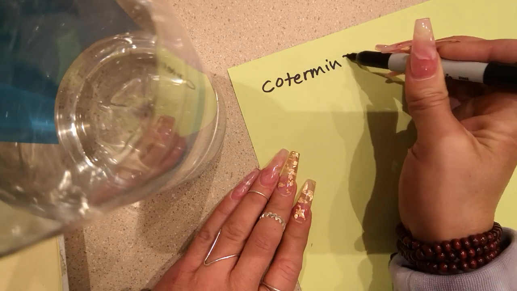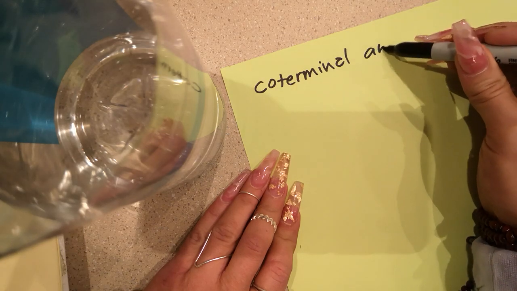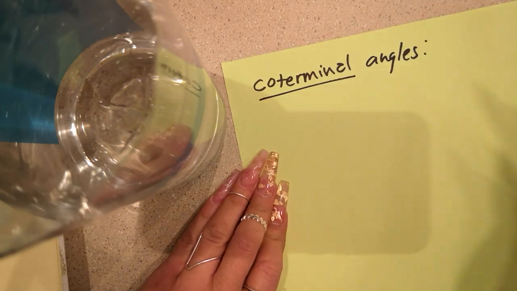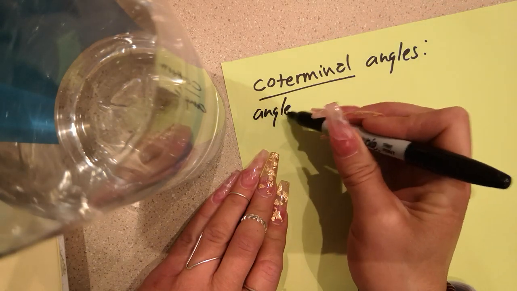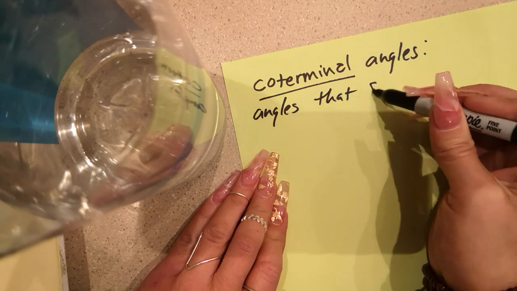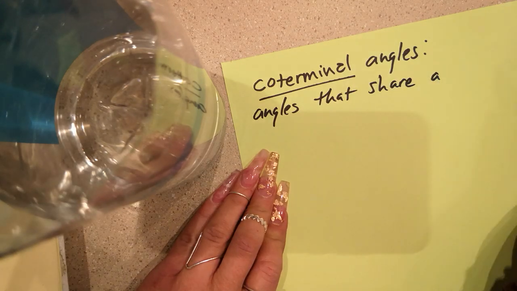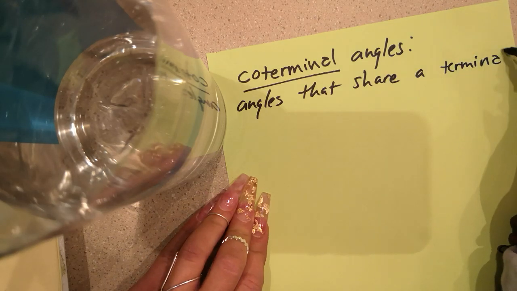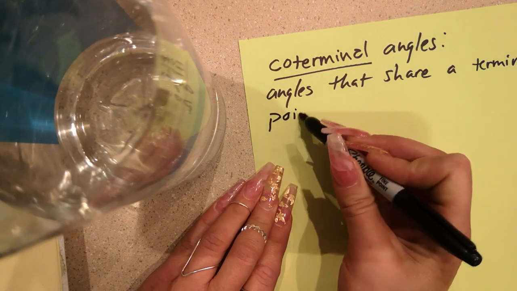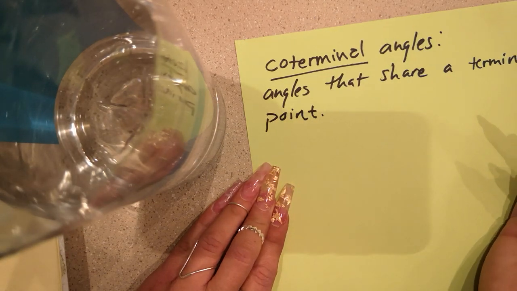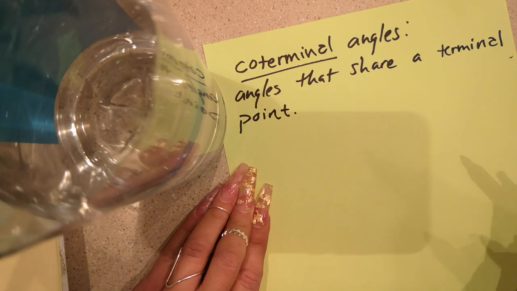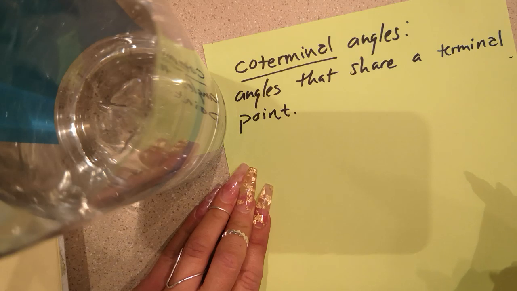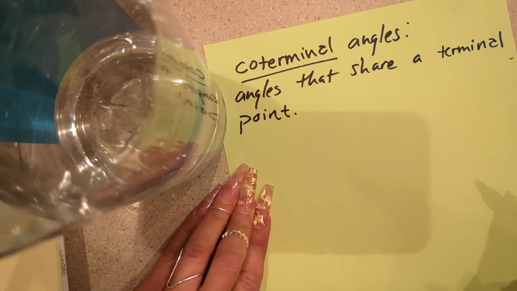What about finding some coterminal angles? Now these are just angles that share a terminal point. In other words, they land at the same spot on the unit circle. So for example, the angles 0 degrees and 360 degrees are coterminal.